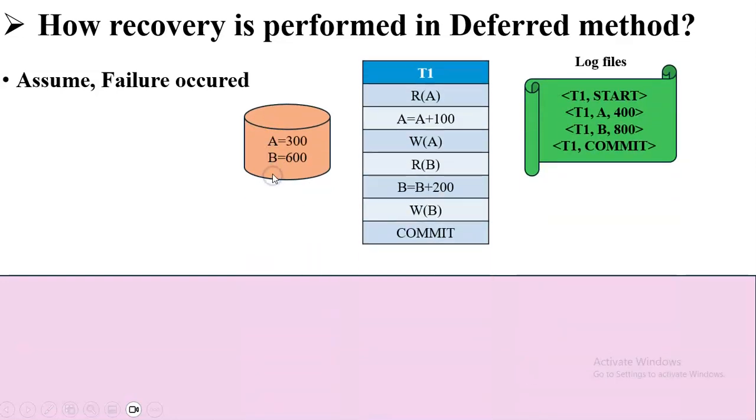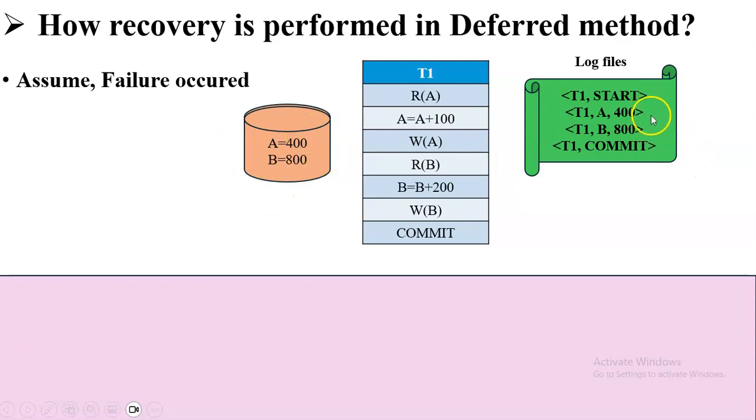Now how is recovery performed in the deferred method? Let us look into this. Let us first assume that failure has occurred. So this is the particular transaction T1. These are the initial values and this is the log file. Right? So after this transaction has been executed, the database value now changes to 400 and 800. Why? Because there is a commit, and after commit, whatever the latest values of A and B are will be stored into the database.